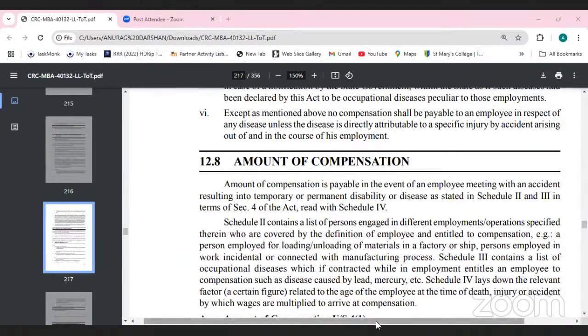Now, what is the compensation? Schedule 3 and 2 of Section 4 of the Act have specified the temporary and the permanent disability and the diseases related. Schedule 2 consists of the list of persons engaged in different employments; it can be operations specified, or it can be the definitions wherein who can be covered as an employee and who is entitled to compensation. So, a person employed for loading and unloading of materials in a factory or a ship, persons employed in work incidental or connected with the manufacturing process. And Schedule 3 contains a list of occupational diseases which, if contracted while in employment, entitle an employee to compensation.